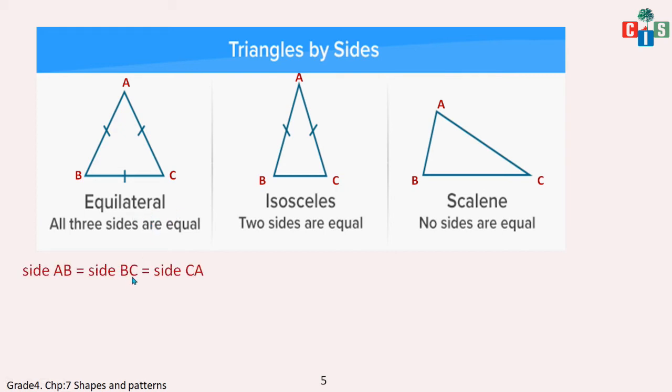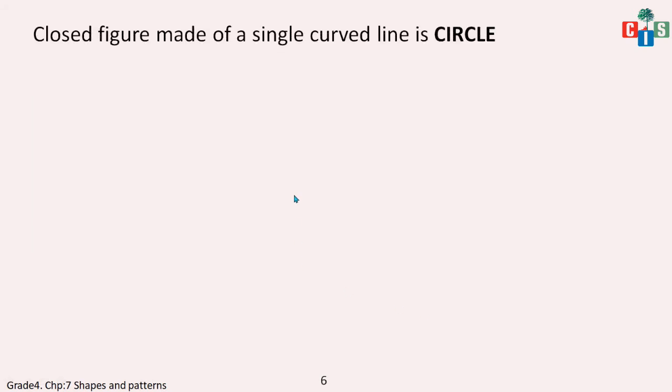Fine. Now the triangle which has no sides equal, not even one side equal, what will we call it? Scalene triangle. And the triangle which has 2 sides equal is known as isosceles triangle. Fine. And then we saw quadrilaterals, squares and rectangles, as examples of quadrilateral.